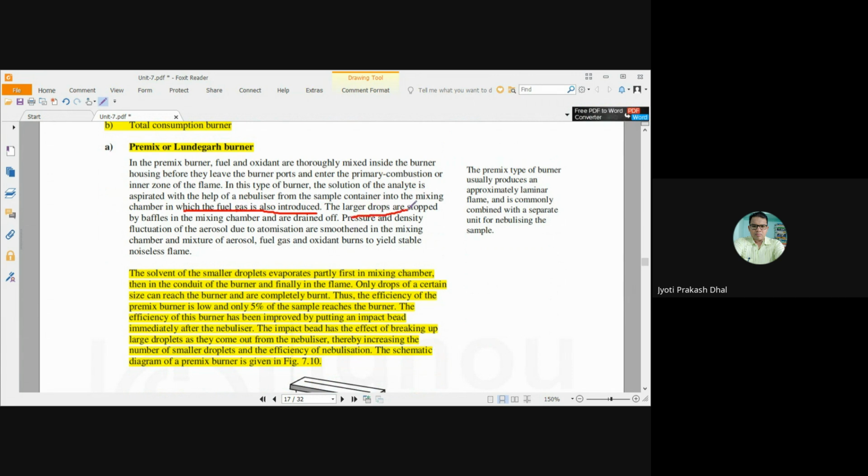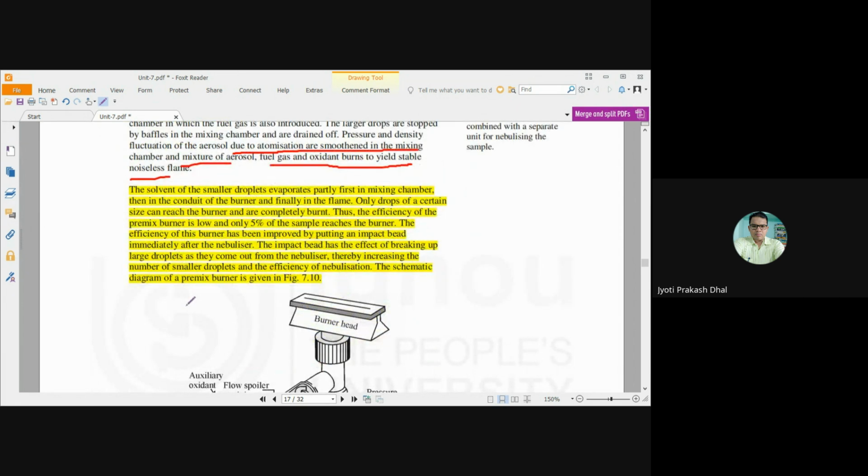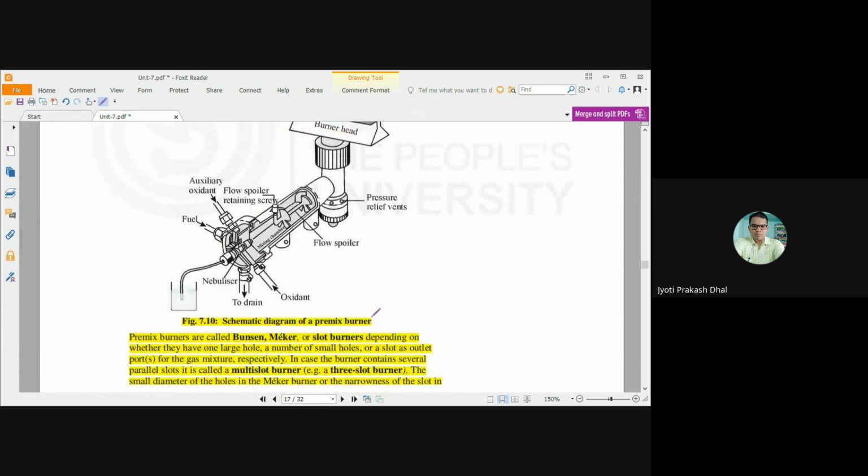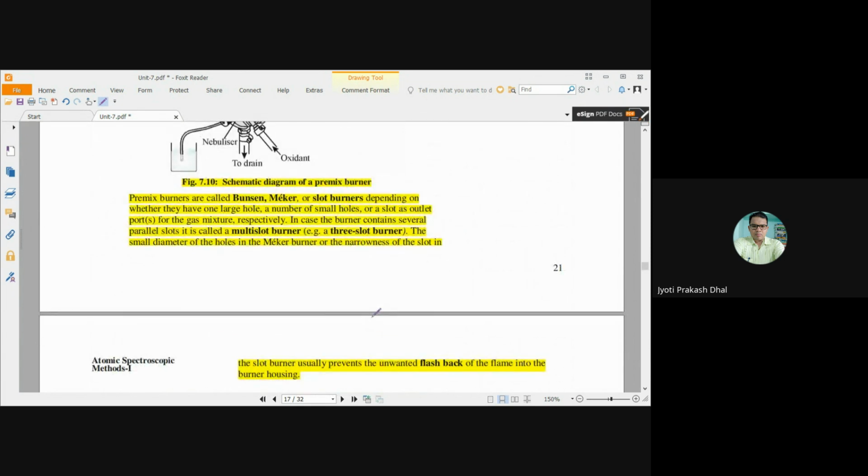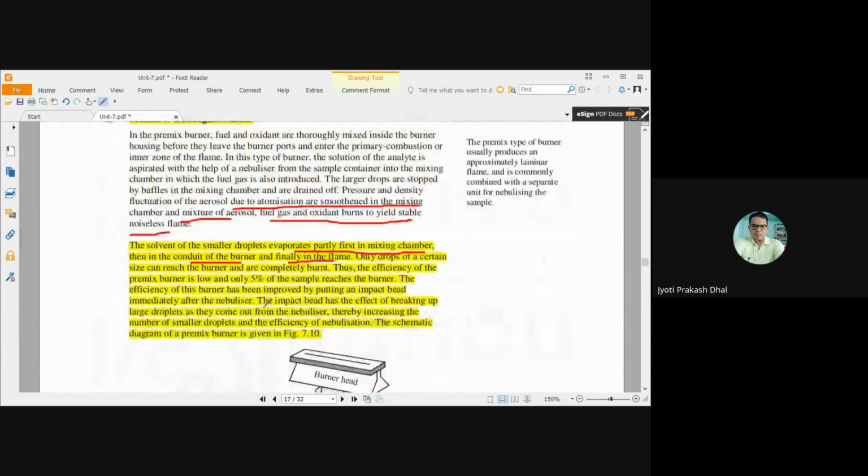Then large drops are stopped by baffles in the mixing chamber and are drained out. Pressure and density fluctuations of the aerosol due to atomization are smoothed out in the mixing chamber, and the mixed aerosol, fuel gas and oxidant blend to yield a stable, noiseless flame. The solvent of the smaller droplets evaporates partly first in the mixing chamber, then it goes to the burner and finally into the flame. So this is the schematic diagram of a premix burner.